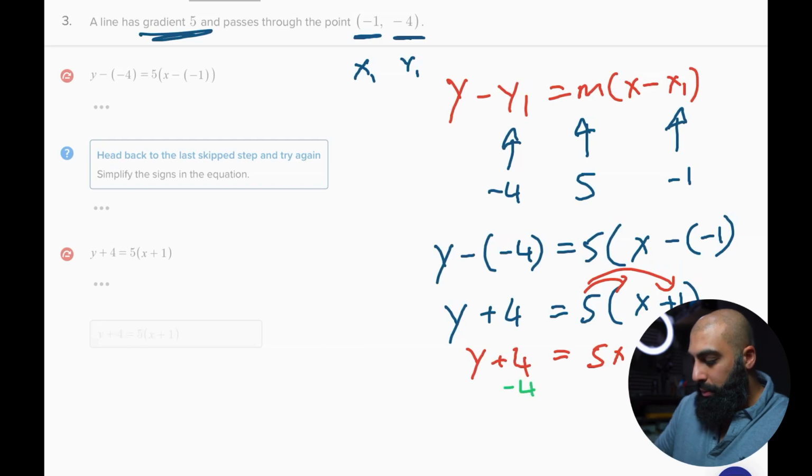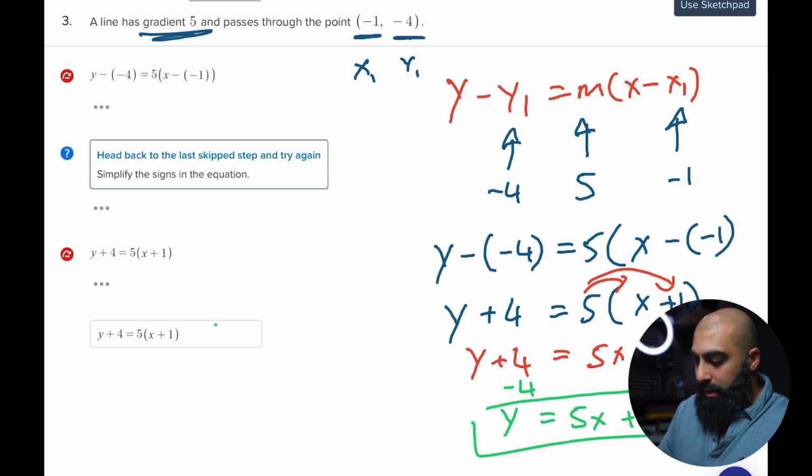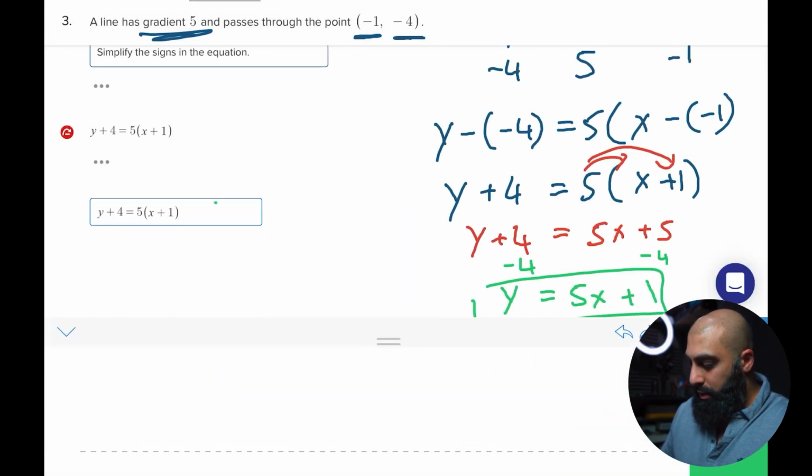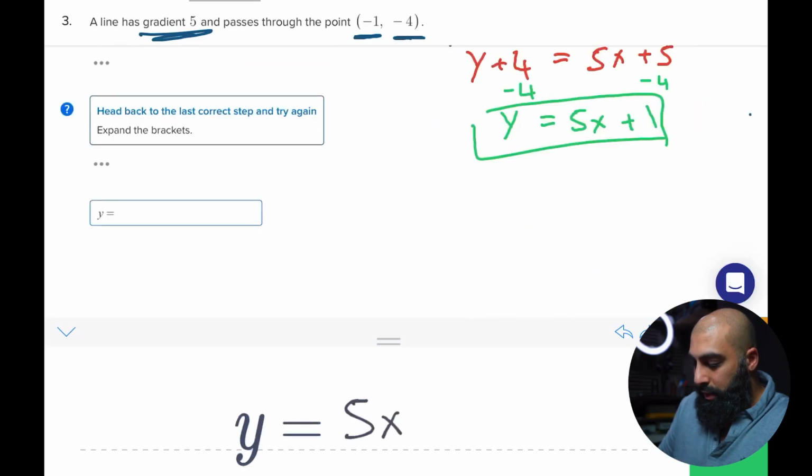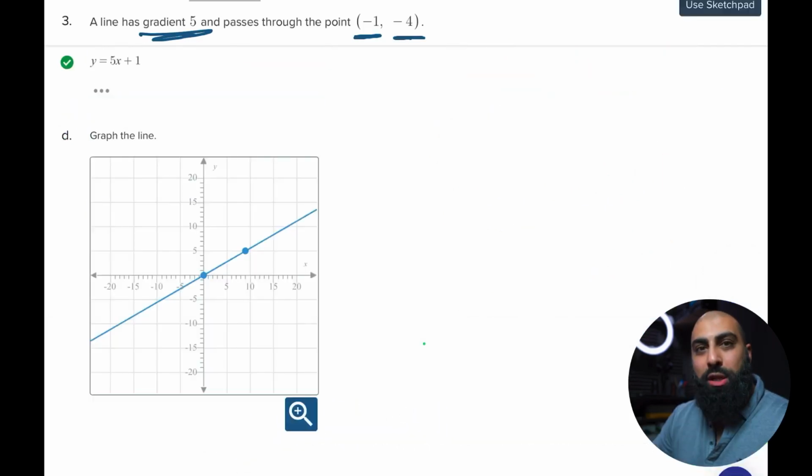Maybe minus the 4 here, minus the 4 here. So you get y is equal to 5x plus 1. Okay, so let's put that into this equation here. 5x plus 1.